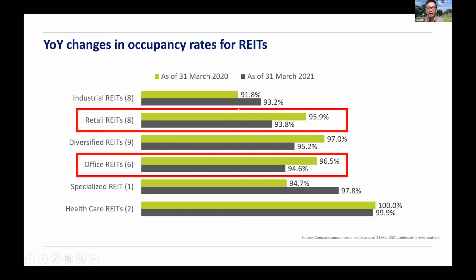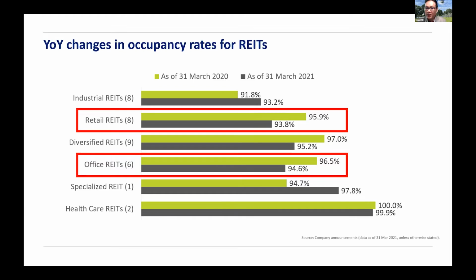No. The light green bar is as of last year, 31st March 2020, and the darker green bar is as of this year, 31st March 2021. So yes, there's a drop, but you can see that the drop is quite insignificant. Basically, the occupancy rate for retail and office is still well above 90%.